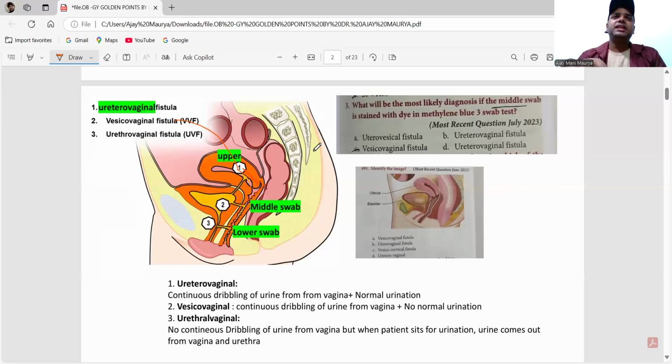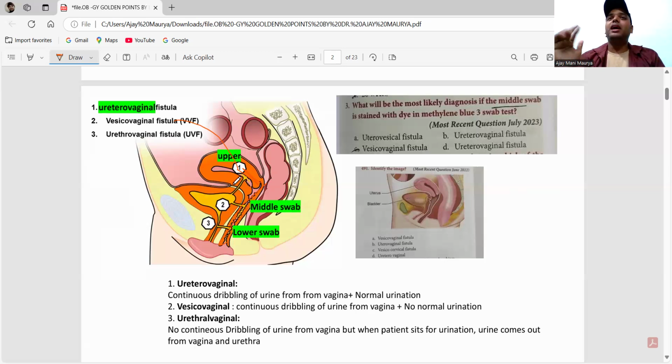Okay, now see here, this is also called the three swab test. Okay, now this is the upper one, middle one, lower one. The upper one is the ureterovaginal fistula. The middle one is the vesicovaginal. Urethrovaginal is the third one, the lower swab.